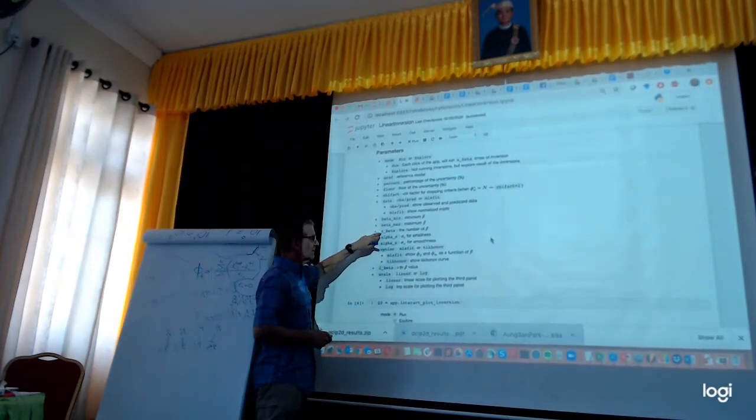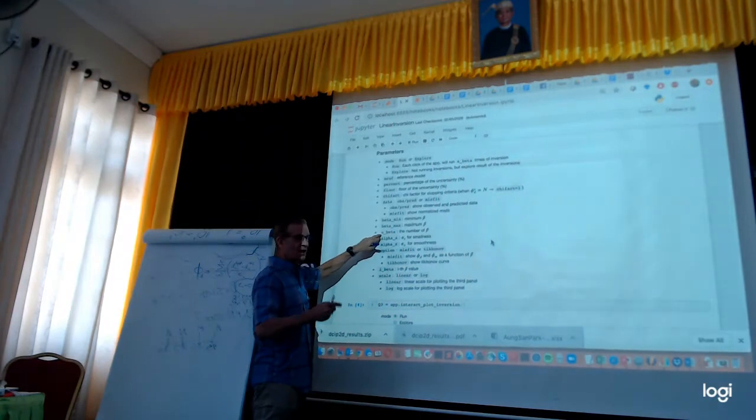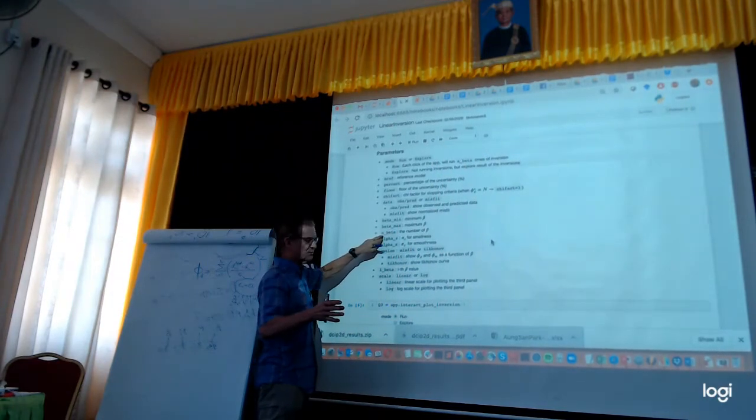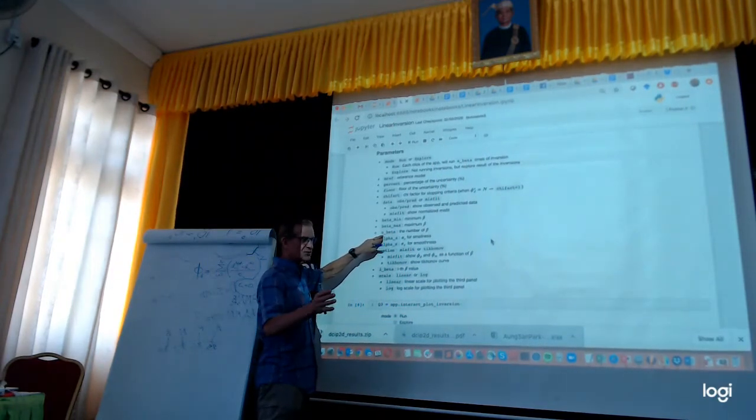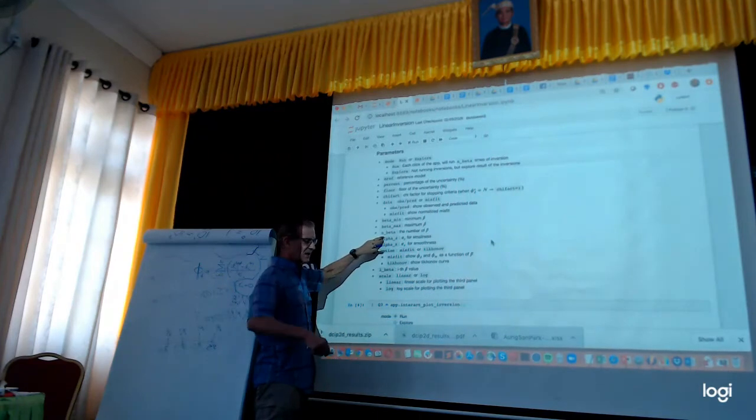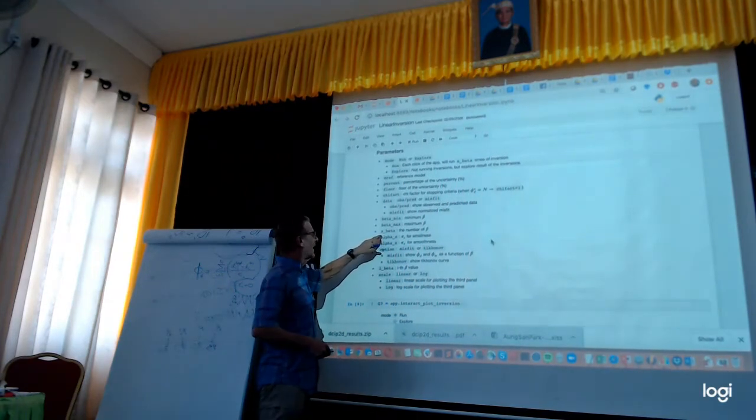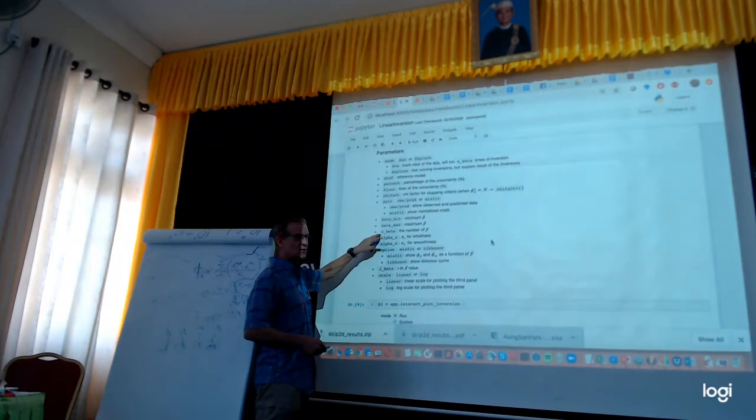The number of betas here is just a parameter that we can choose to see how many solutions we want to see.